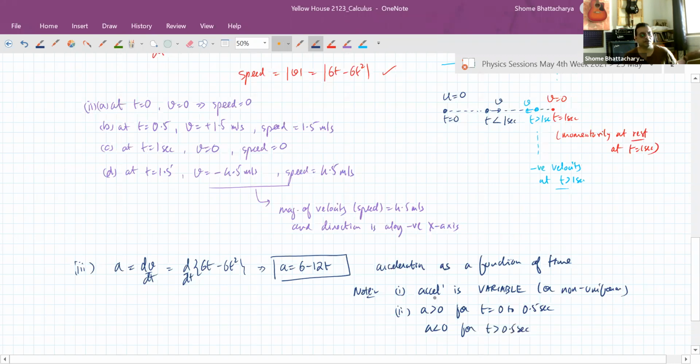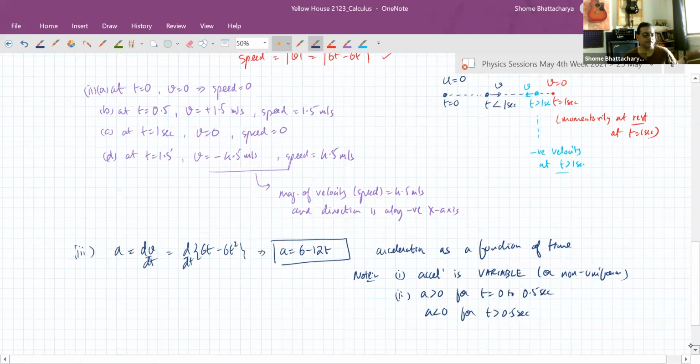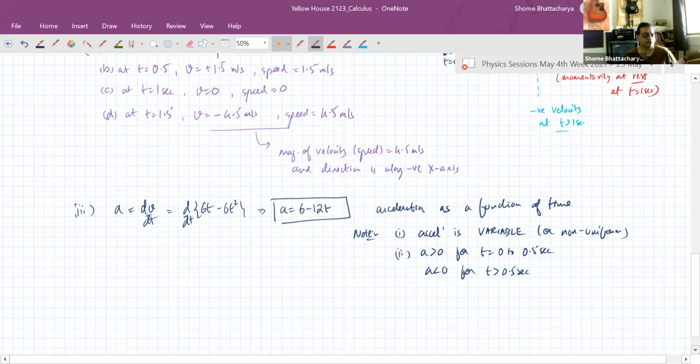In fact, that's why the particle starts from rest, picks up speed, but then eventually stops momentarily at 1 second. And then it comes back. So it has a negative direction of velocity. So that is evident in the above diagram we had made about how the motion actually looks like on the x-axis.